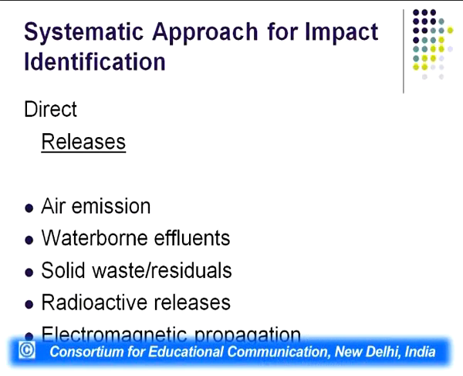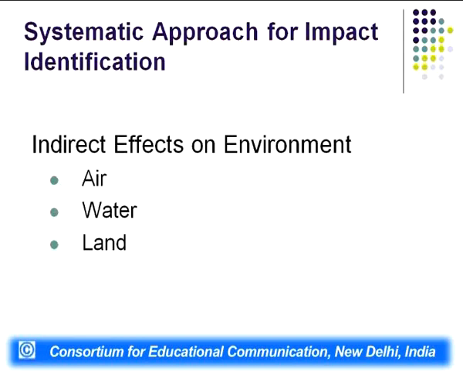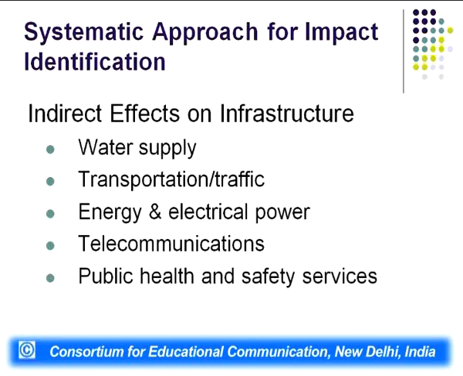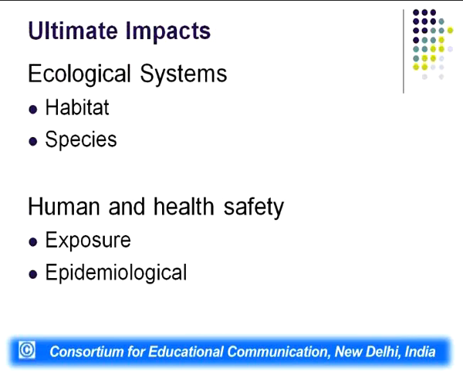Now, we will discuss the systematic approach of impact identification. There are some direct impacts. There are releases, which could be air emissions, waterborne effluents, solid waste and residues, radioactive releases, or electromagnetic propagations. There are some other direct effects also, of lesser degree. They are noise, dislocation, disruption and nuisance, aesthetic blight, land use changes, as well as economic effects. Now, there are some indirect effects on the environment. There are air, water, land, water supply, transportation, traffic, energy, electrical power, telecommunication, public health and safety, urban, suburban, rural, as well as ecological systems and human health and safety.